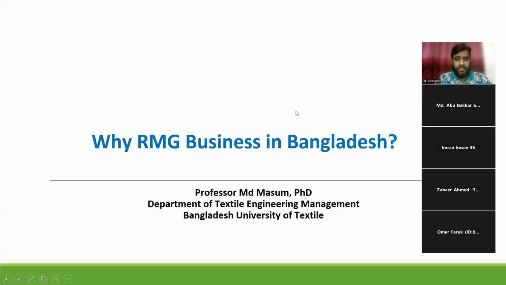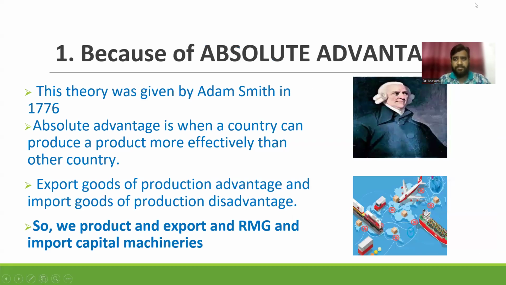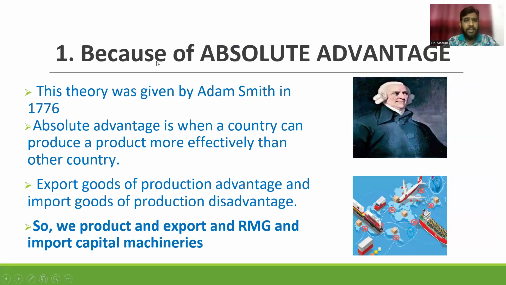So why? What are the factors that force the RMG business here in Bangladesh? The forces include, number one, comparative advantage. Because of not comparative, because of absolute advantage, the garments industry is here.